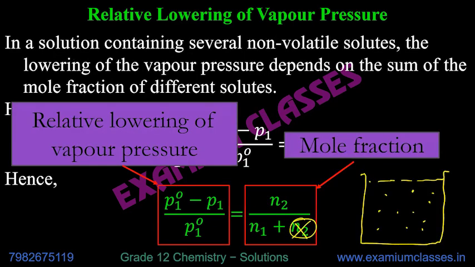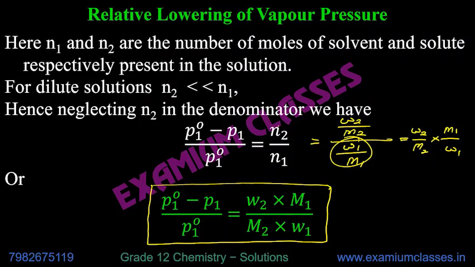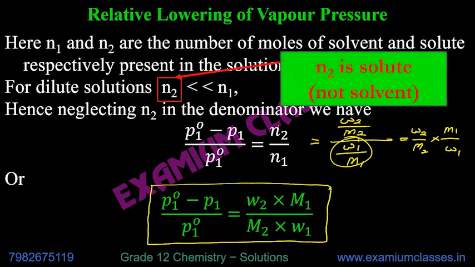You will be using both formulas. This one, if you are calculating in terms of number of moles, or this one, if we are talking about in terms of mass and molar mass. Both are basically the same formulas. Here, number of moles have been written as given mass divided by molar mass, nothing else. N2 is solute, not solvent. I tell this again and again because students still make mistakes despite telling them so many times.